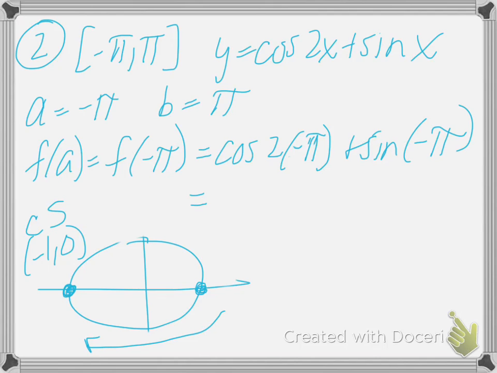Okay, well, let me do the other one while I have the picture. So sine of negative pi is right here. That's going to be 0. Now I need cosine of negative 2 pi. So where is negative 2 pi going to be? Let me erase this.